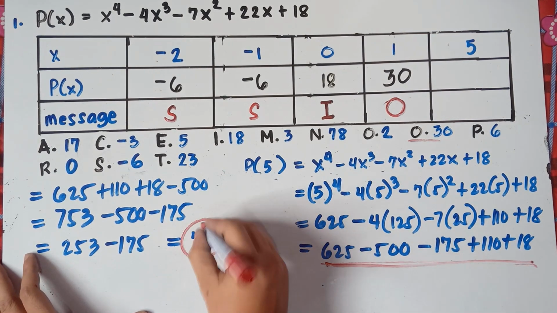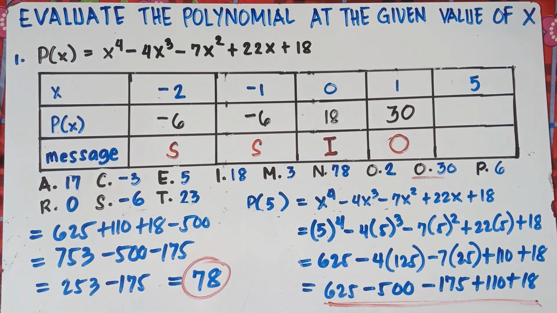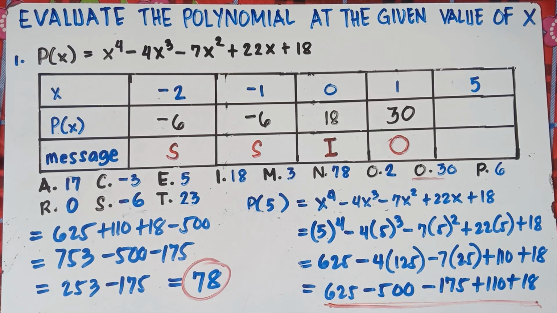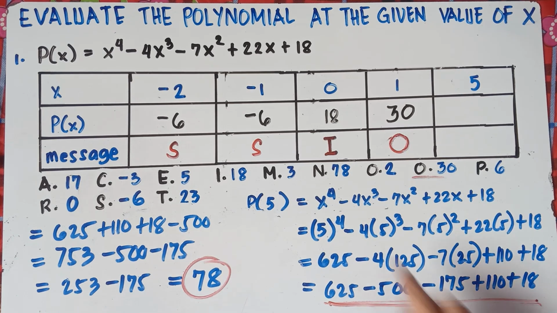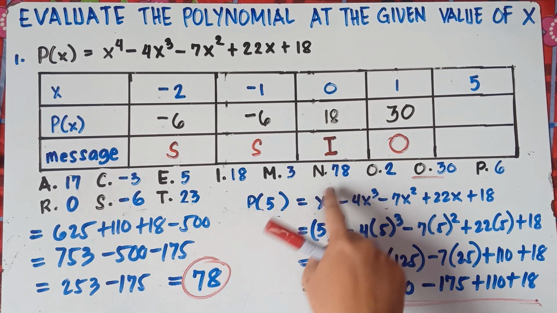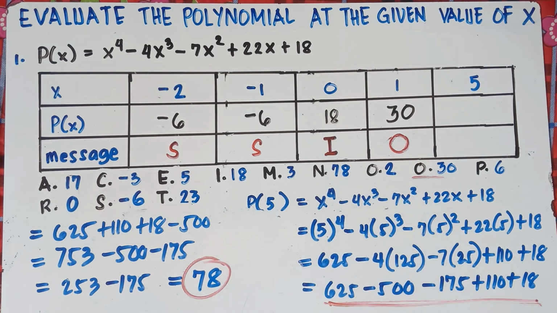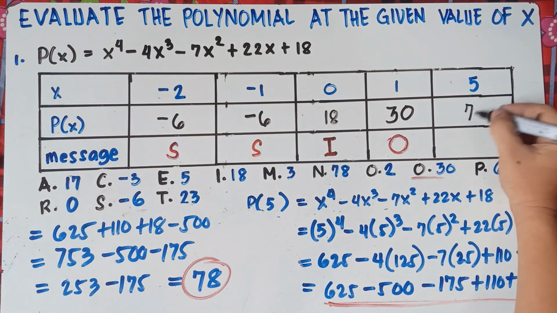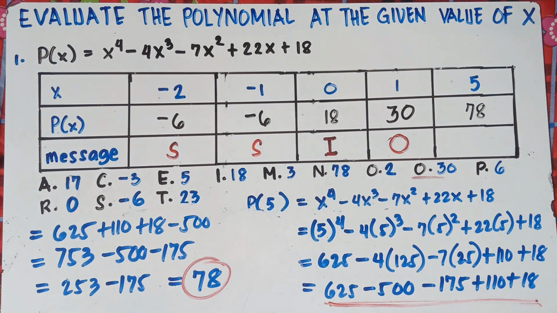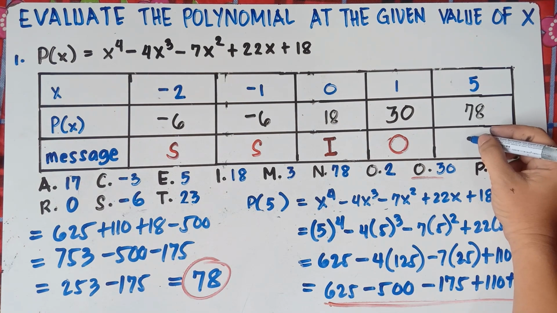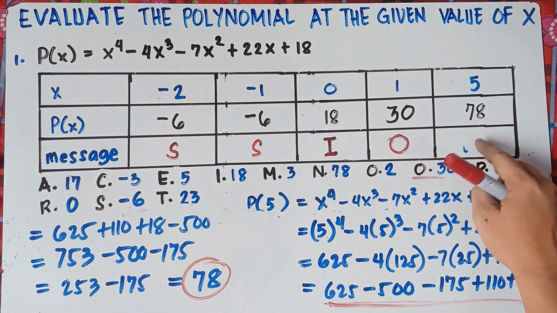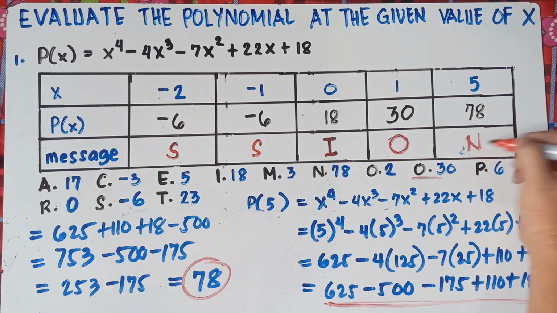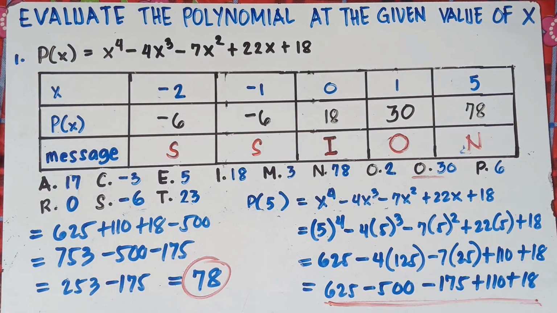That's it, class. That's the answer, 78. So do we have 78 in our letters? Yep, we do have 78. That would be letter N. This is our N, 78. And then our letter is N. Alright, sorry. Let me write it in red, class. S-S-I-O-N. That's it, class. All set for this evaluating the polynomials.